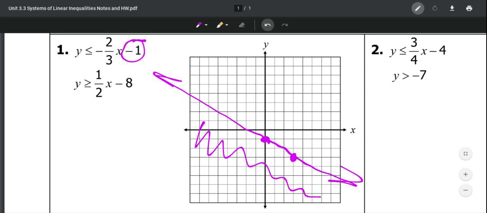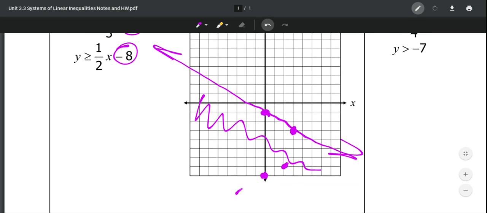Now you're going to do the second one. The second one's y-intercept is negative 8, so that's 1, 2, 3, 4, 5, 6, 7, 8. It'll be about right there. And our slope is 1/2, so we're going to go up 1, over to the right 2, which would lead us about right here. So our graph's going to look something like that.